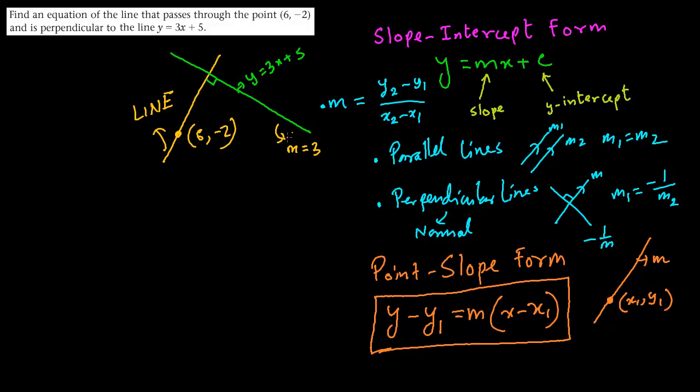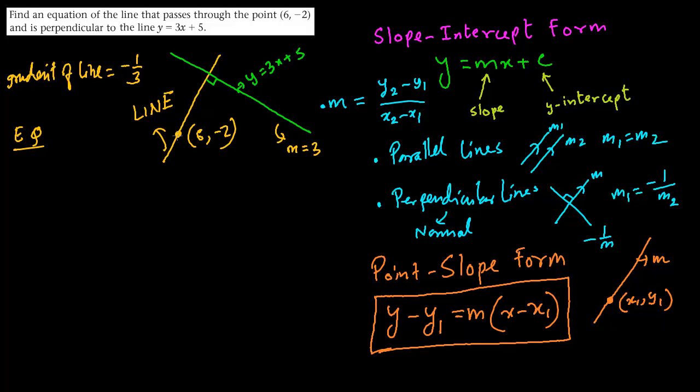So if the gradient of this line is 3, by the rule of perpendicular lines, the gradient of this line should be the negative reciprocal. So the first thing you have to write is: gradient of line is minus 1 by 3. That's the first thing. Now the equation.